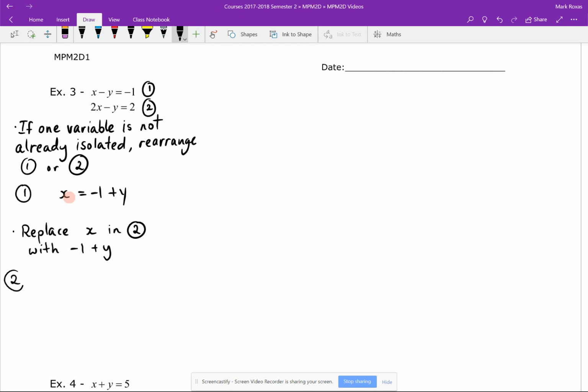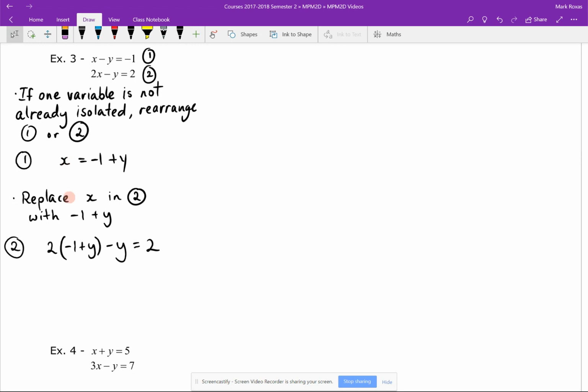Okay, so let's write the second equation. So here's equation number 2. You're starting off with 2x, so 2 times x is going to be replaced with -1 plus y. And then I have a minus y in my equation, and then I have the equation equal to 2. Now you can see we have an equation where there is a single variable, one unknown variable. We can solve for that. X is not here anymore. So follow your solving steps.